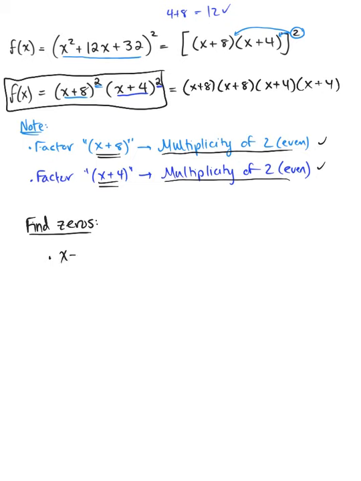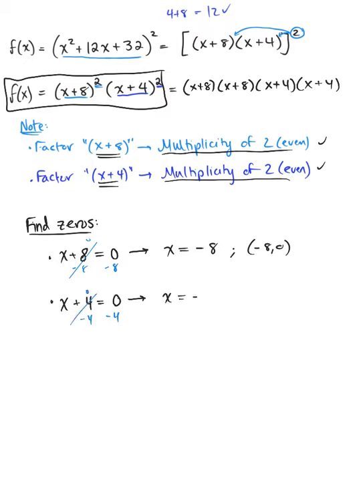So we have a factor of x plus 8 is equal to 0. And solving for x, if we subtract 8 from both sides, the 8's will cancel each other out, leaving us with x is equal to negative 8. And we can write this as an x-intercept, negative 8, 0. We also have the factor x plus 4, and we're setting that equal to 0. And if we go ahead and subtract 4 from both sides of the equation, the 4's cancel each other out, and we're left with x is equal to negative 4. We can write this in the x-intercept form, negative 4, 0. So these are our zeros.